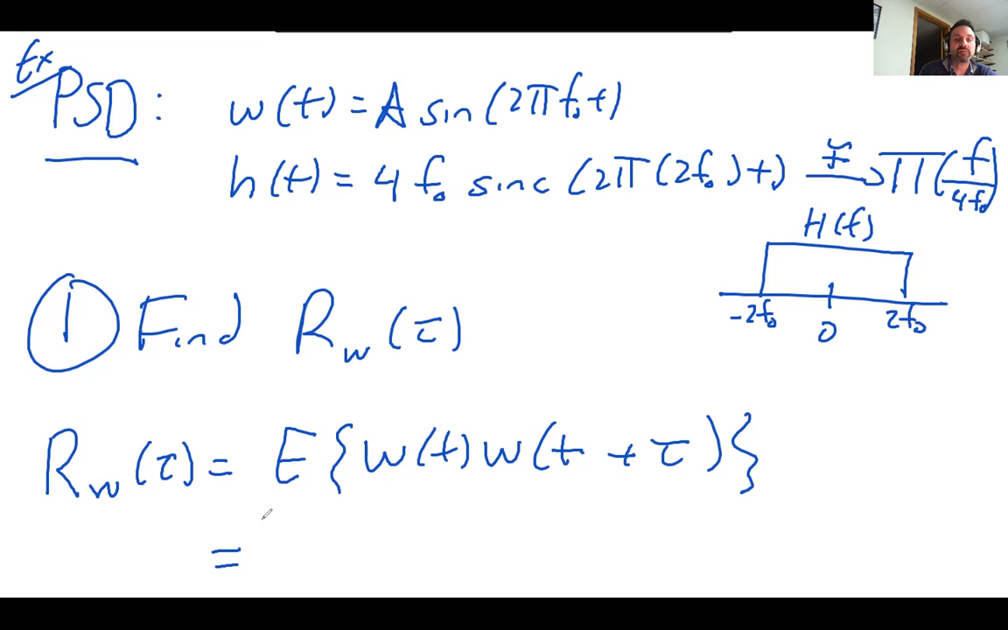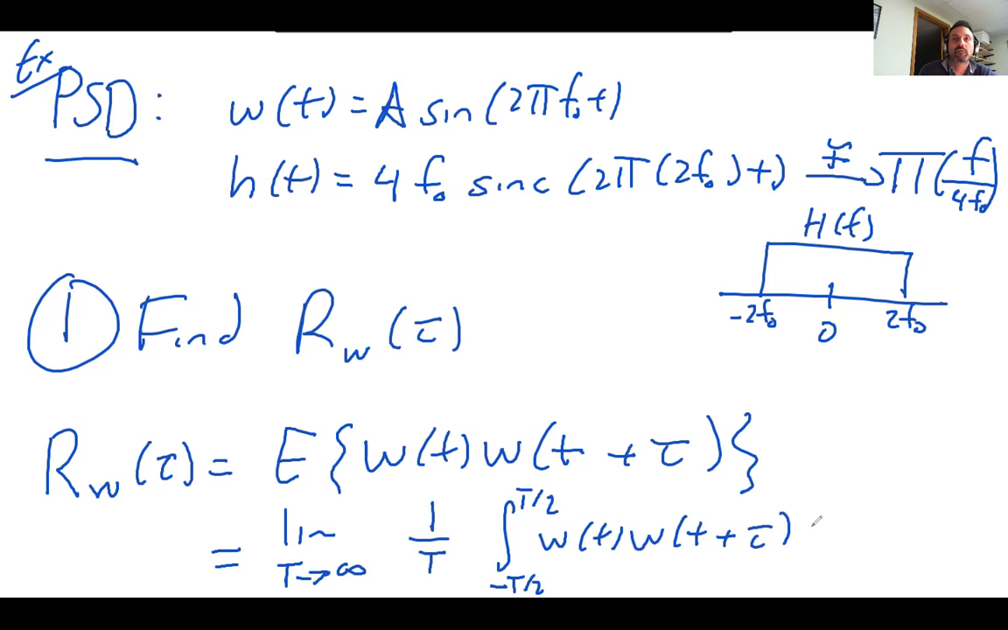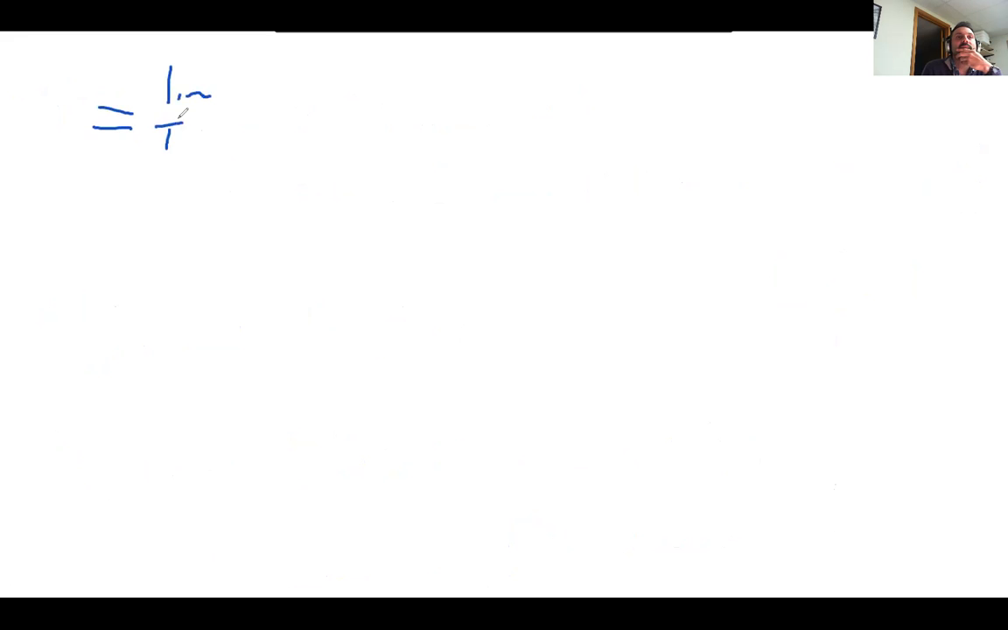So what we do is the following. We take the limit as T goes to infinity of 1 over T, and we integrate, taking the average from minus T over 2 to T over 2. We're literally evaluating the definition here. And we get that. Now, time to plug in values. So let's apply the definition. That means I have the limit as T goes to infinity.